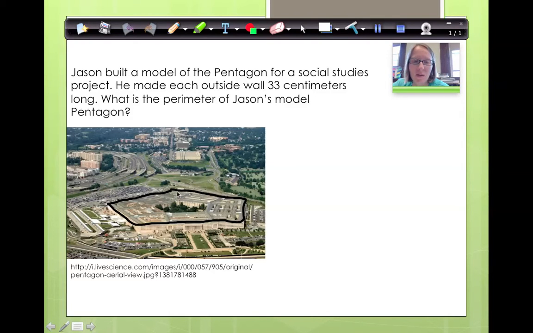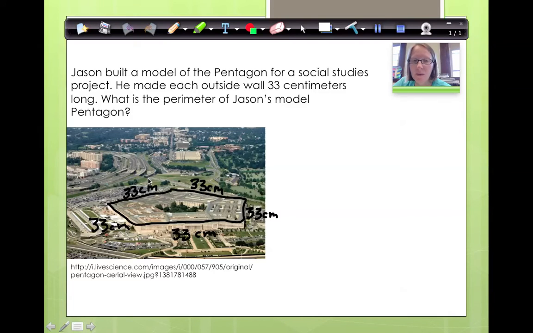Okay, so here's what he wanted to do. Let's use this shape to help him. Now, what I think is neat is the inside. Someday I'd like to go visit it and see what it looks like. Okay, now, he made each outside wall 33 centimeters. So if this is 33 centimeters, then as a regular pentagon, all the sides are going to be 33 centimeters, right? Okay, so this will be 33 centimeters. This is going to be 33 centimeters. This will be 33 centimeters. And this will be 33 centimeters.